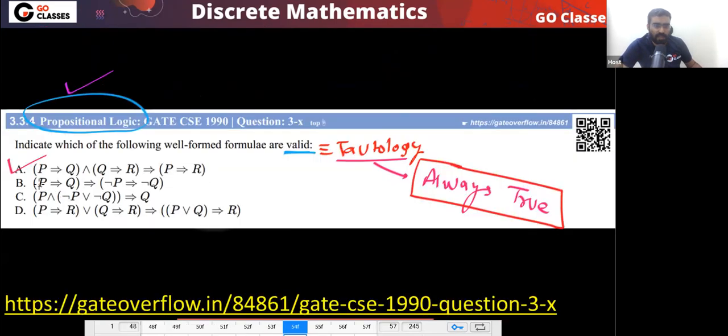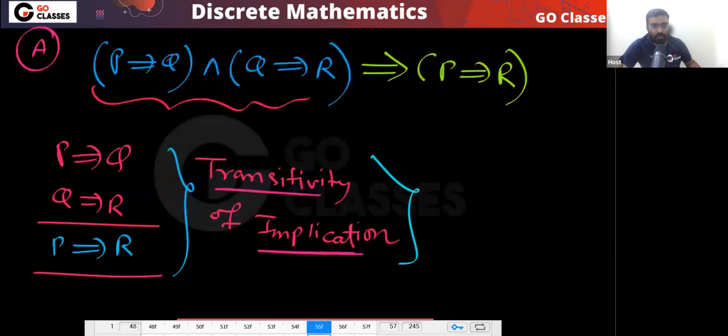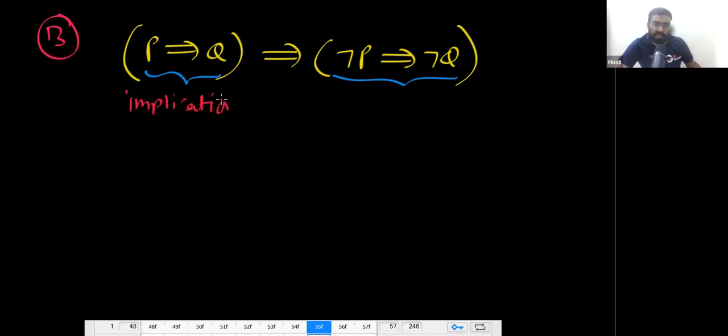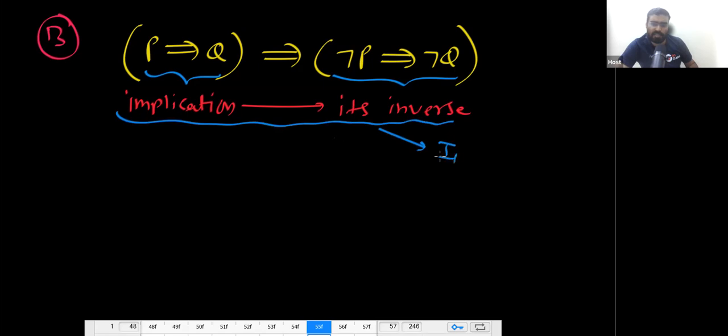What about option B? P implies Q implies negation Q. Option B is saying that P implies Q implies P implies negation Q. And this is wrong, right? Because an implication statement is implying its inverse. So this is definitely not valid. This thing is invalid.